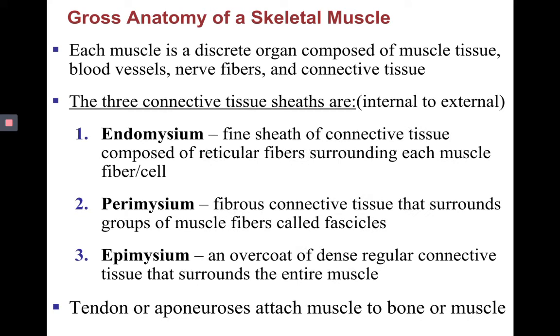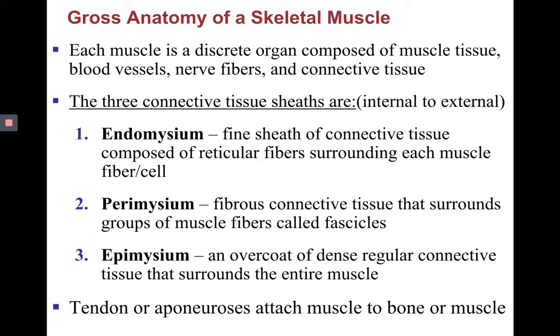Alright, now let's get into the true gross anatomy of skeletal muscle. We have some basics. Each muscle is considered a discrete organ. It's composed of connective tissue, muscle tissue, blood vessels, nerve fibers, and we can arrange skeletal muscle as an organ using 3 connective tissue sheaths. And we're mentioning these sheaths from internal to external.